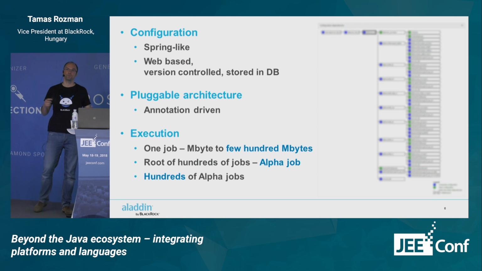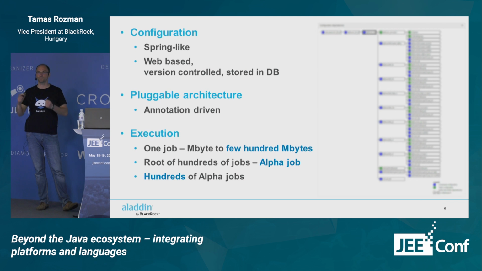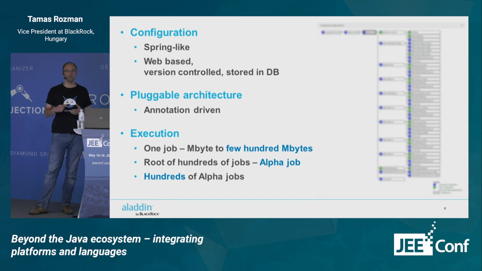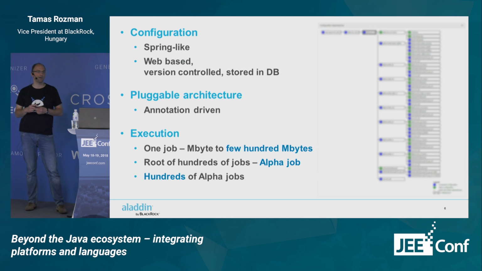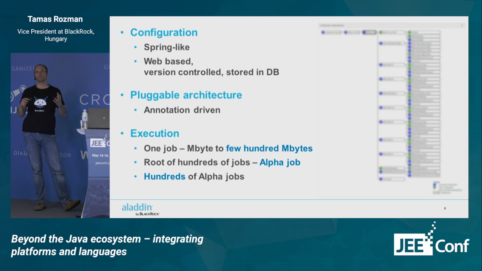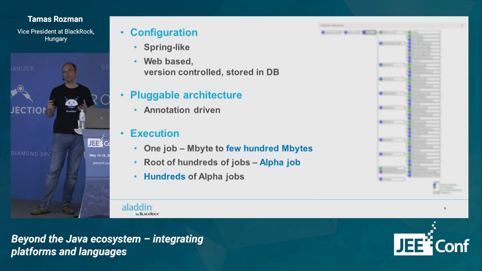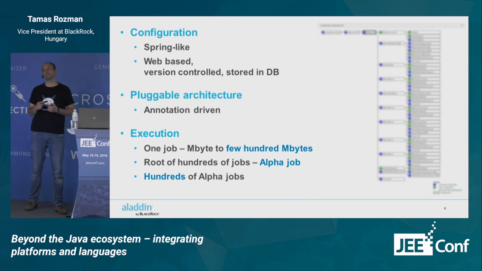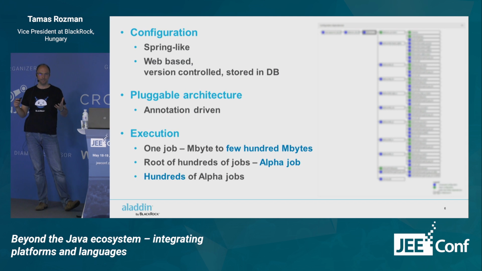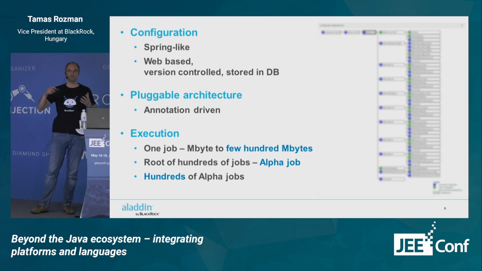About the data sizes: obviously this application would be nothing without actually executing the calculations that are stored in the configuration. Just a few numbers. One job can handle from megabytes to a few hundred megabytes of data. We have a so-called alpha job, which is the root of several hundred jobs. This is responsible for one particular model, which drives the investment for a particular fund, and we have hundreds of alpha jobs. So it's quite a big hierarchy, and this system is quite complex in order to support this complex tree of calculations.